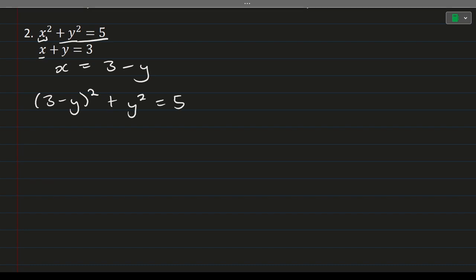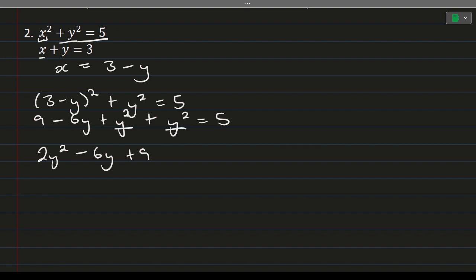Now let's expand this bracket. It becomes 9 minus 6y plus y squared plus y squared is equal to 5. And then y squared plus y squared will give us 2y squared minus 6y plus 9. Let's move this 5 to the left hand side. It becomes negative 5 is equal to 0. So this becomes 2y squared minus 6y plus 4 is equal to 0.